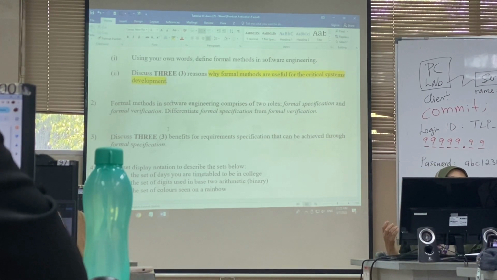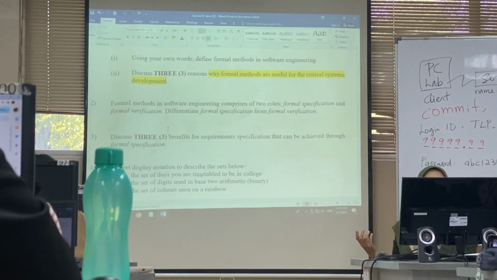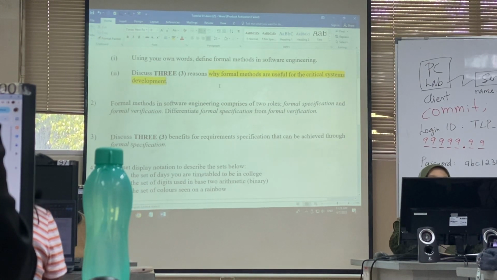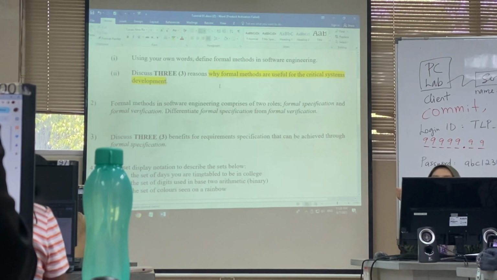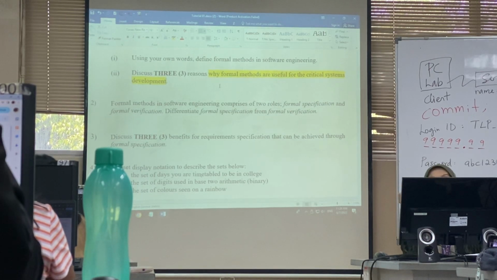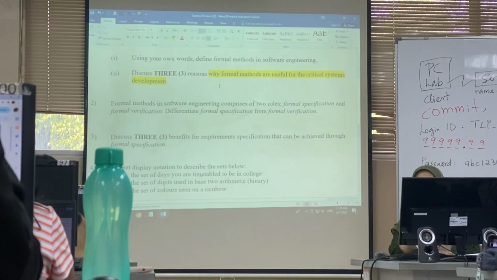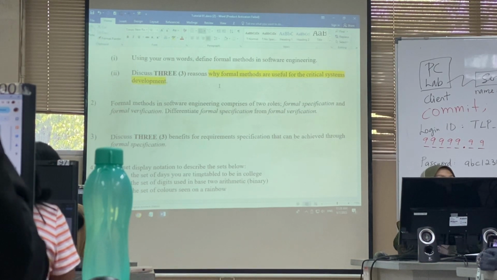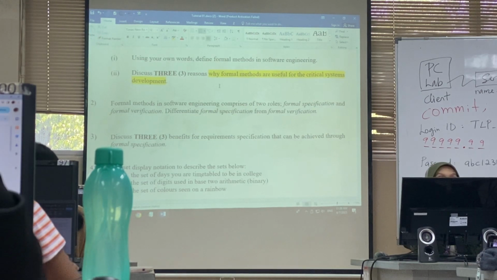Any more? What can you think of? Imagine a system where people will die. What do you think formal method can help you solve in this kind of problem that might occur? Sorry? User confidence. Yes, user confidence. One of it will be user confidence.